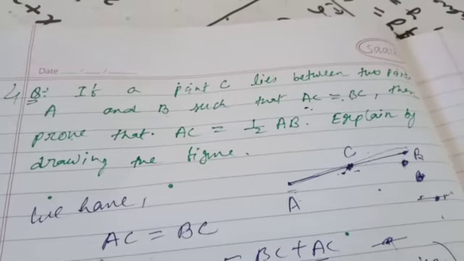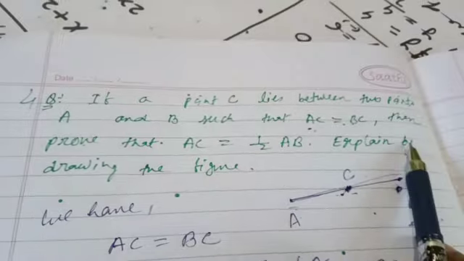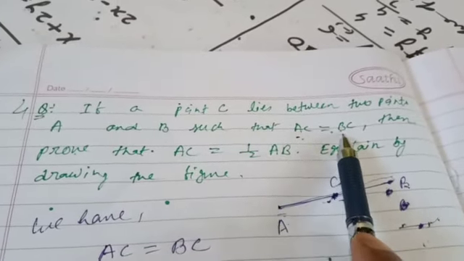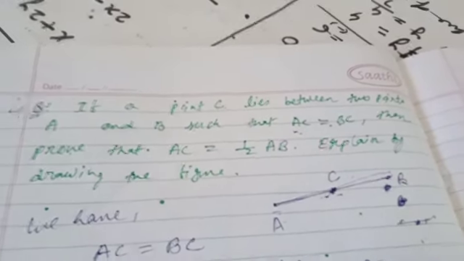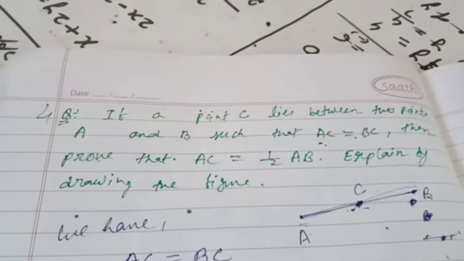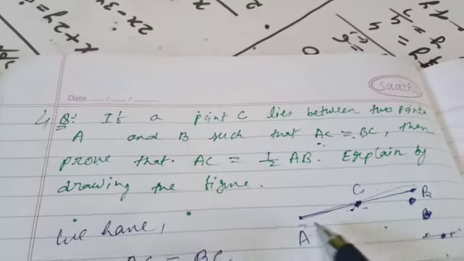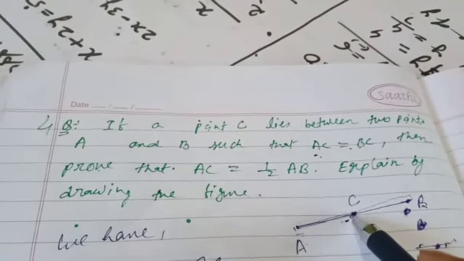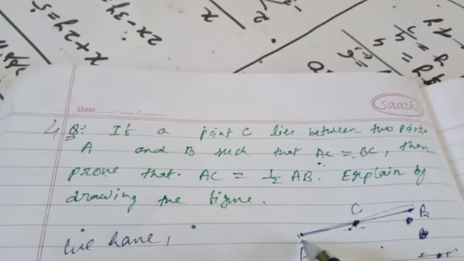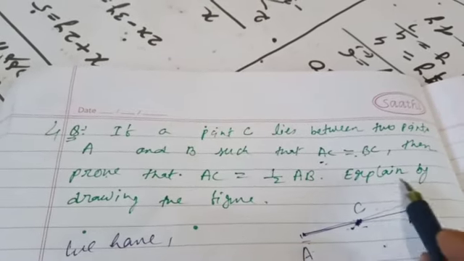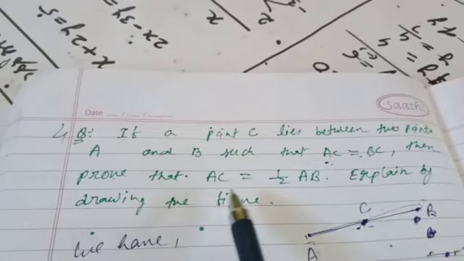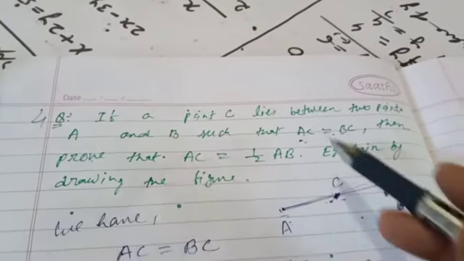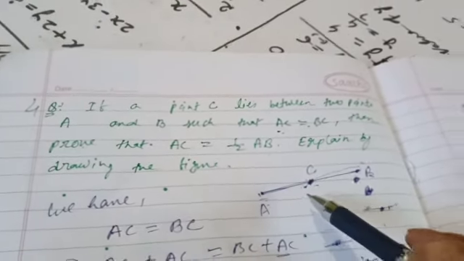Next, question number 4. If a point C lies between 2 points A and B such that AC is equal to BC, then prove that AC is equal to half of AB. Means, suppose you have 2 points A and B and C lies between them such that AC is equal to BC. Means C should be the midpoint. Then prove that AC is equal to half of AB. Explain by drawing the figure. Actually, I have drawn the figure, means I have solved this question already.